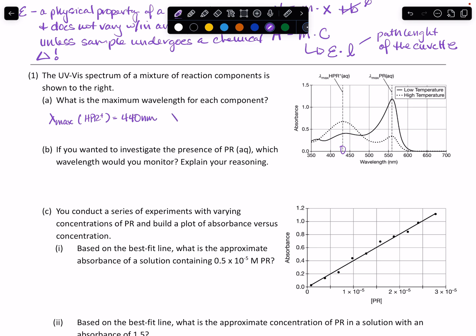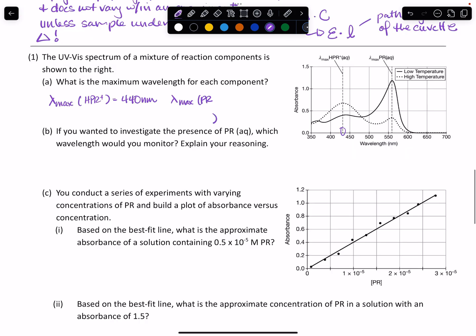And then lambda max for, what's this, PR? So we come over here and we look. This one's a little past 550. So maybe 555 nanometers will be the lambda max there. So you can tell that the energy required for the transition for PR is less than the energy required for the transition for HPR plus because it is a higher wavelength.